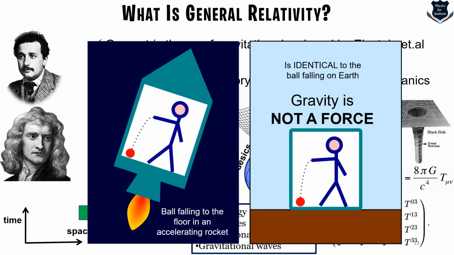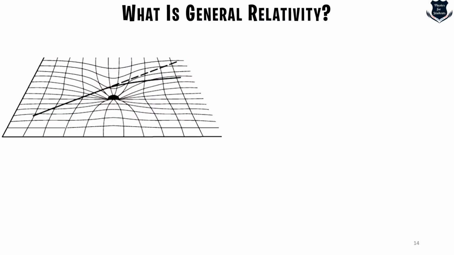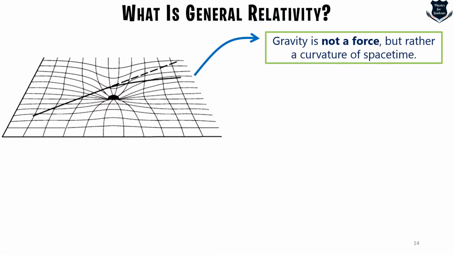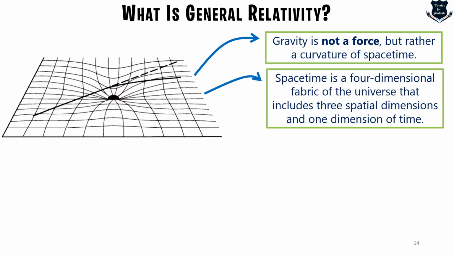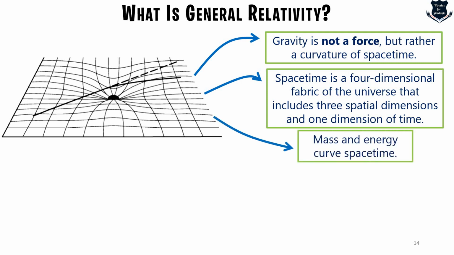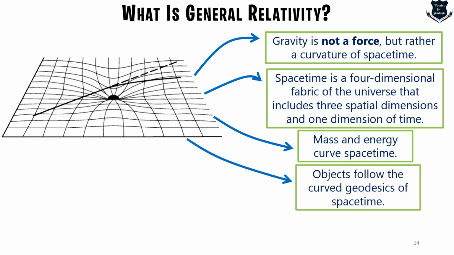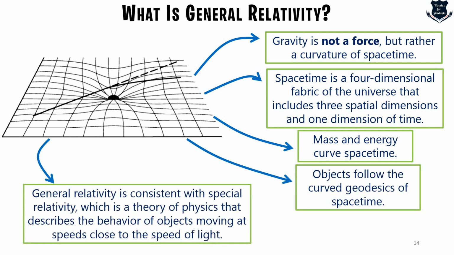So this is basically the essence, the central idea of the general theory of relativity, which we can summarize in this area. Gravity is not a force but rather a curvature of space-time. Space-time is a four-dimensional fabric including three spatial and one time dimension. Mass and energy cause the curvature. Objects follow curved geodesics, and more or less general relativity is consistent with special relativity because it describes the behavior of objects moving close to the speed of light.